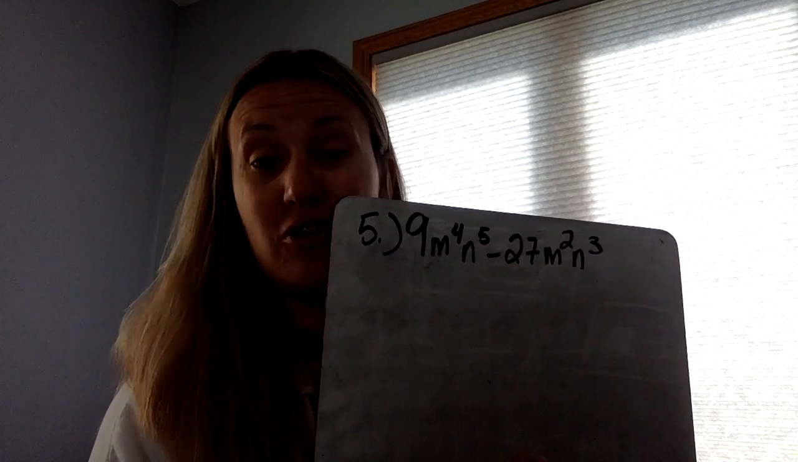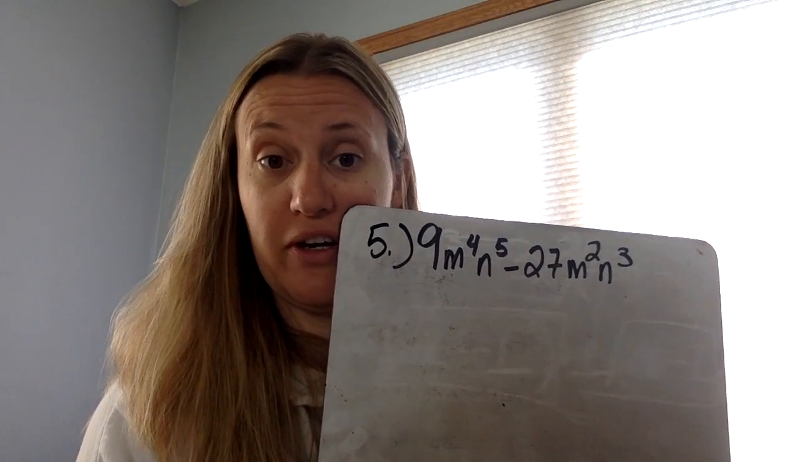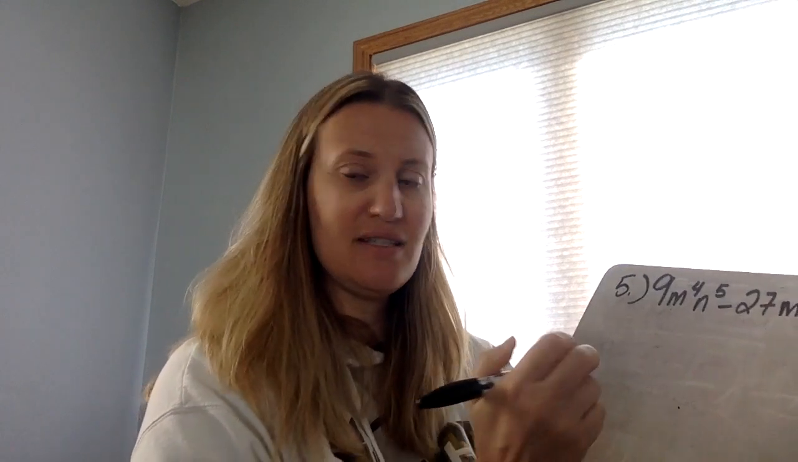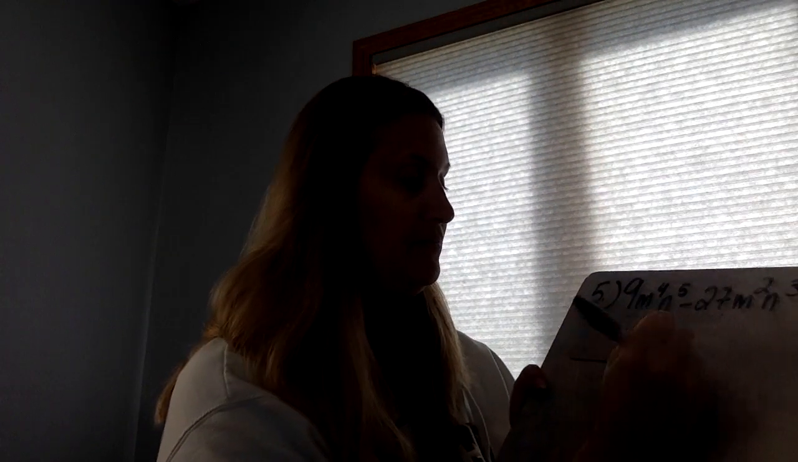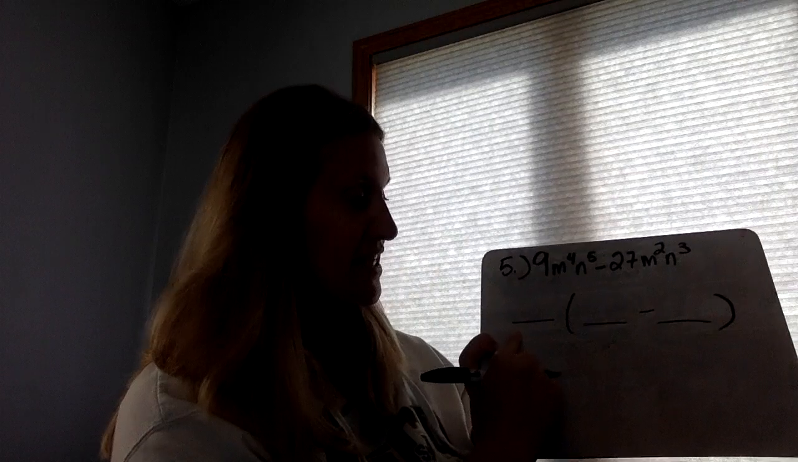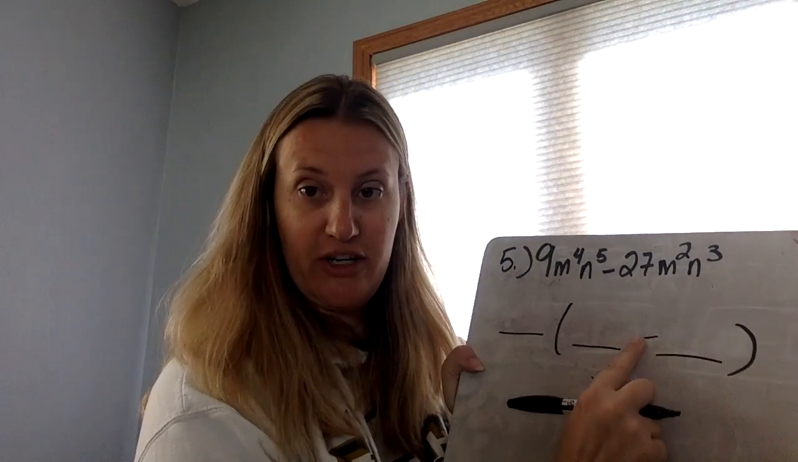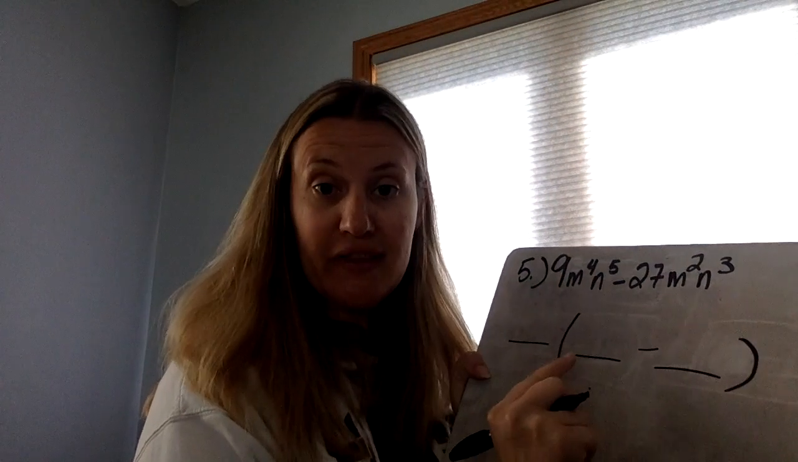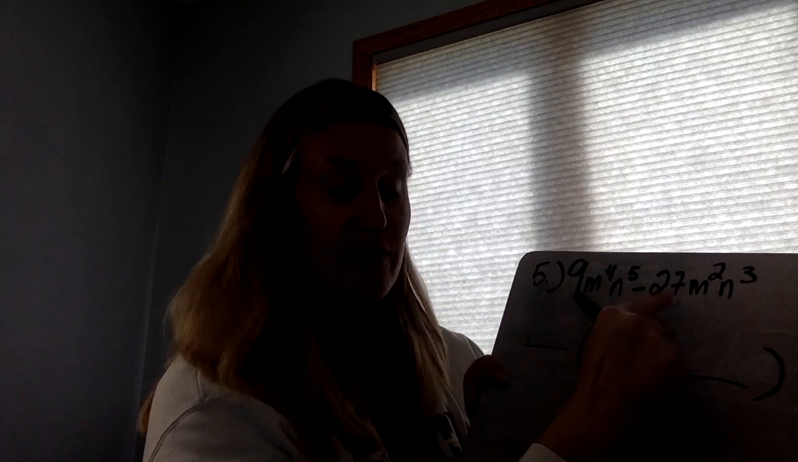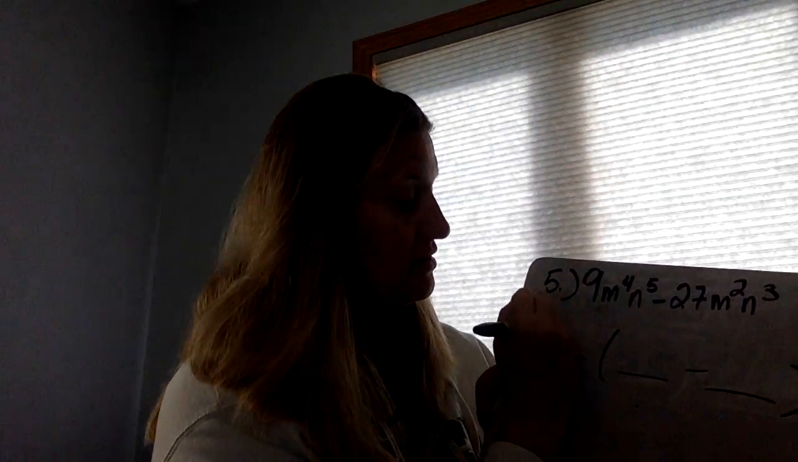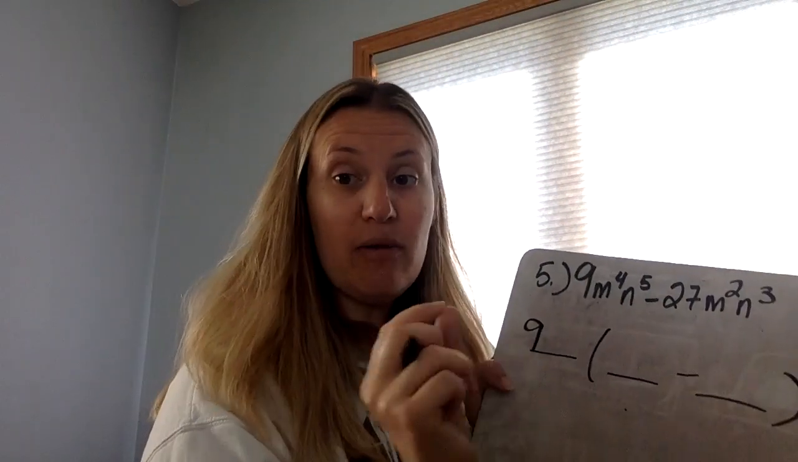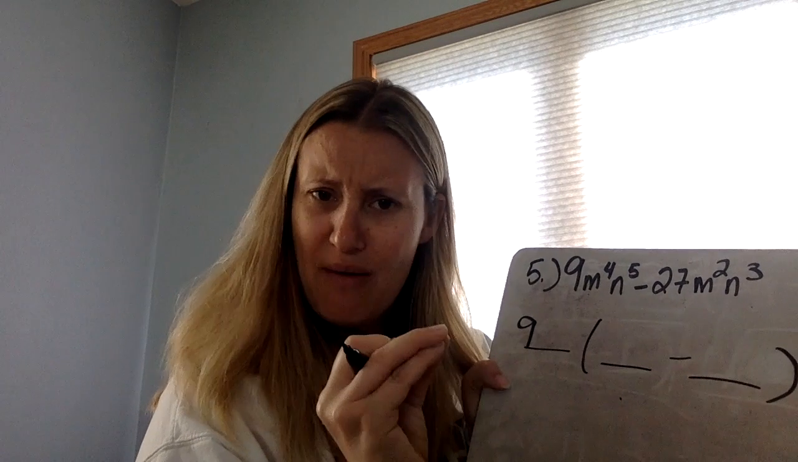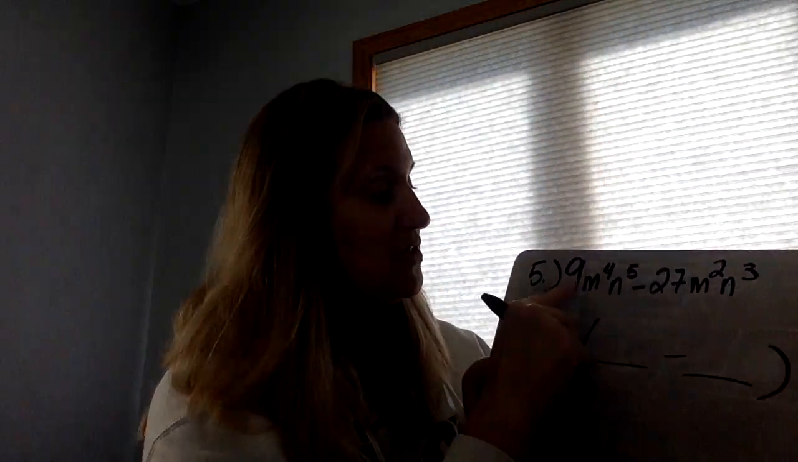Finally, we're back to 2 terms, but there's a couple more variables, isn't there? But the process is the same. So I have my greatest common factor and then my 2 terms in there, and it's a subtraction sign. So I'm going to look at the numbers first. The greatest common factor of 9 and 27 is 9. Now I'm going to look at my m's, just the m's. I'm not going to look at all the variables, just the m's.